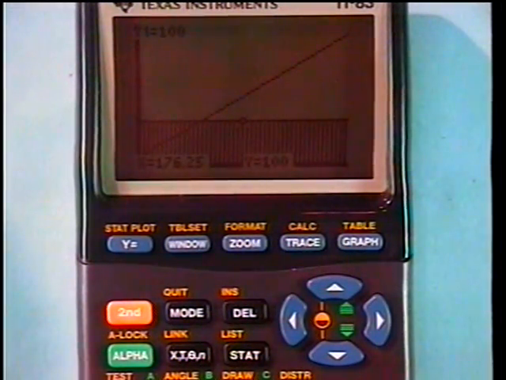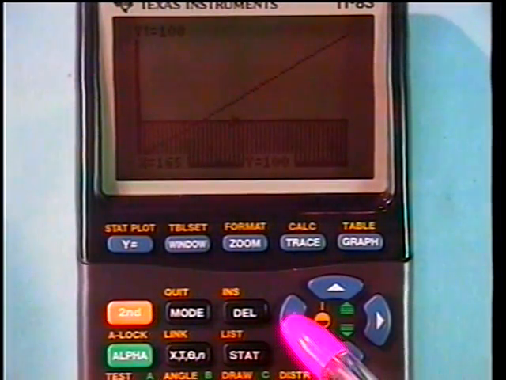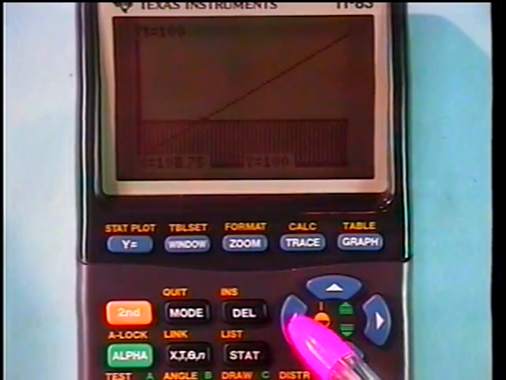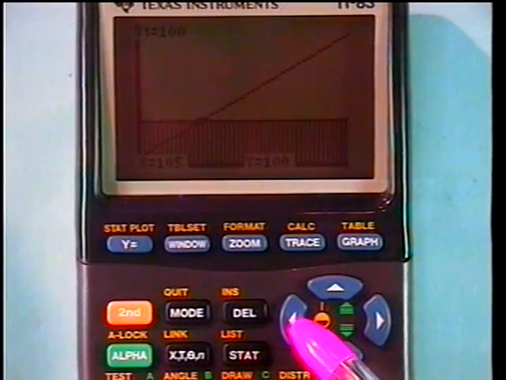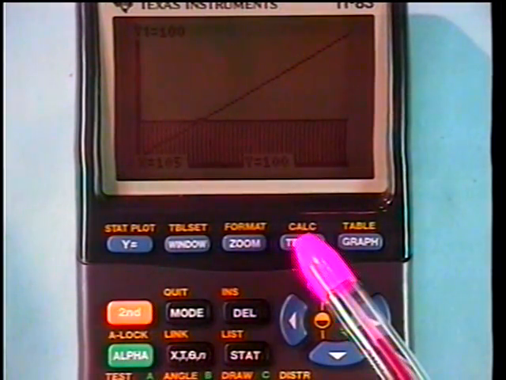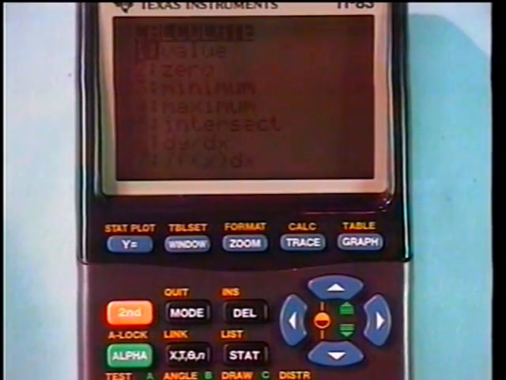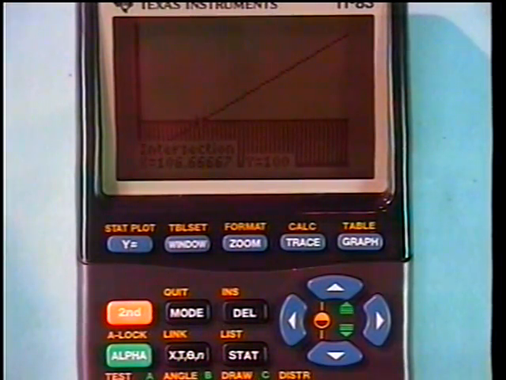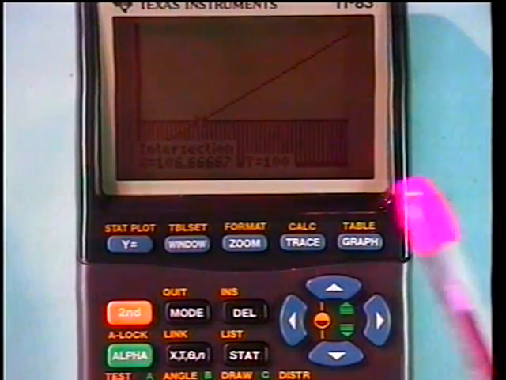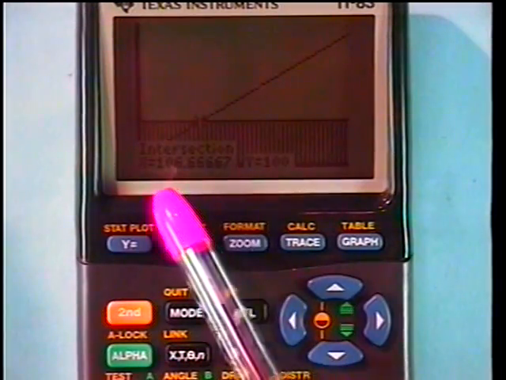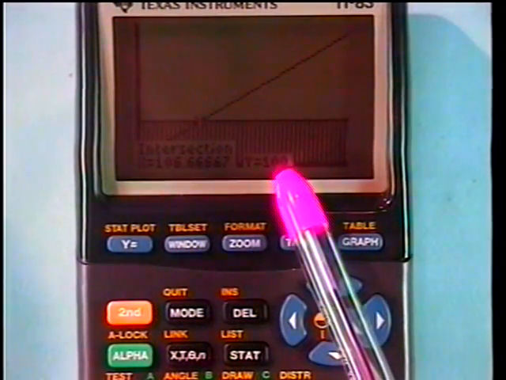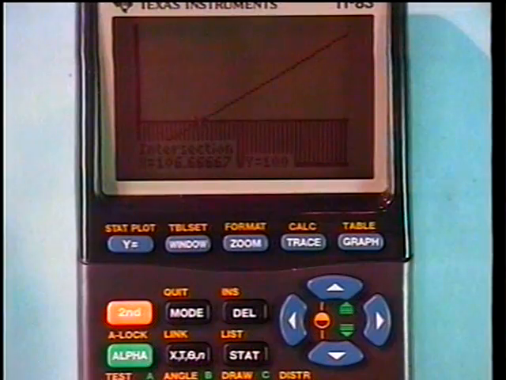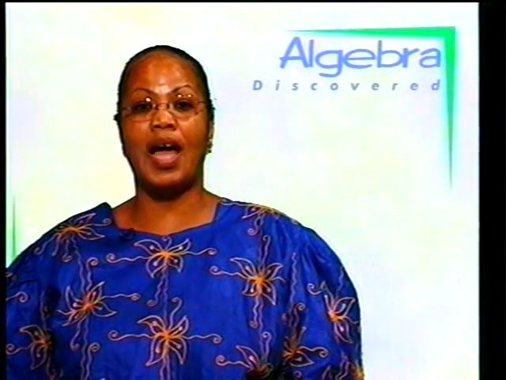To be able to find out how many flowers we can purchase at $100, we can simply trace, but better still, we can have the graphing calculator find the point of intersection between those lines. And there we find that given a budget of $100, we can purchase 106 2/3 flowers, not to exceed the budget set by the school. We'll buy 106 flowers.